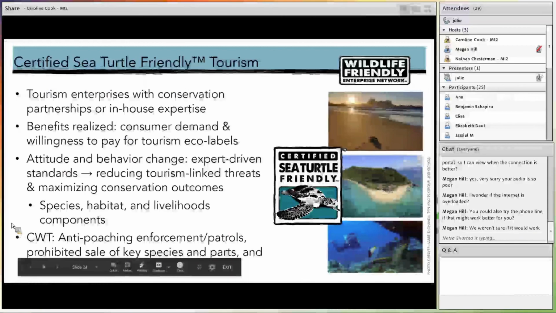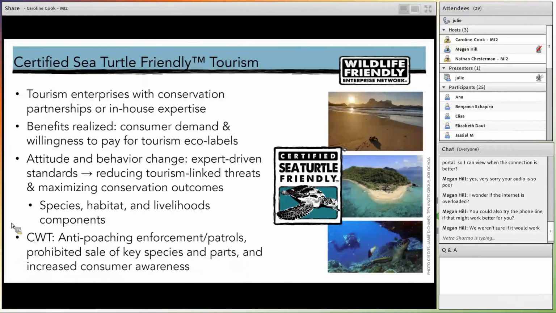And the last species-specific case study is sea turtle-friendly tourism. So we just certified the first sea turtle-friendly resort in the world after several years of working to draft, refine, and pilot these standards, which you also should have a link to. And that resort is 10 Knots Development, also known as El Nido. It's located in the biodiversity hotspot of Palawan in the Philippines.